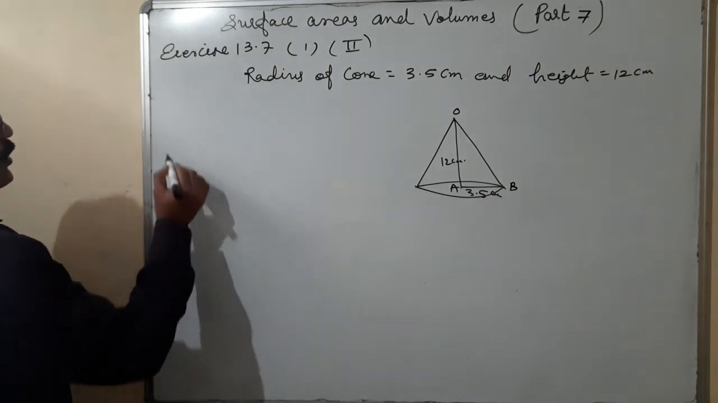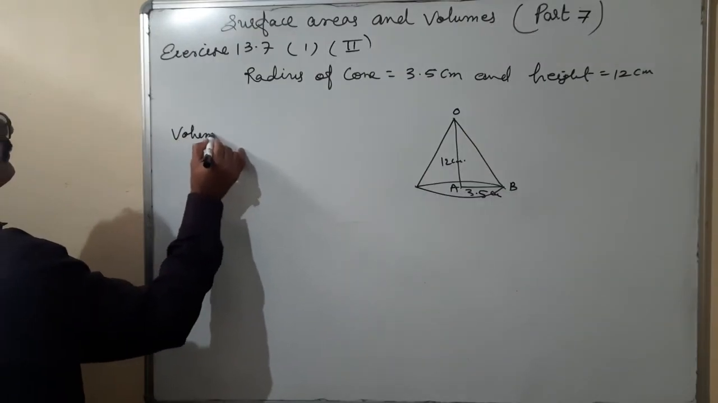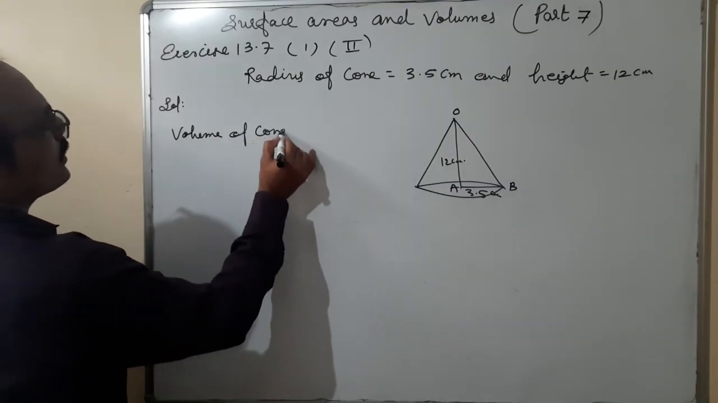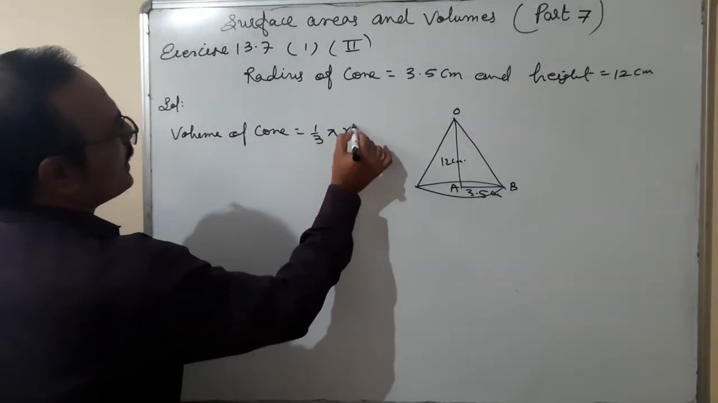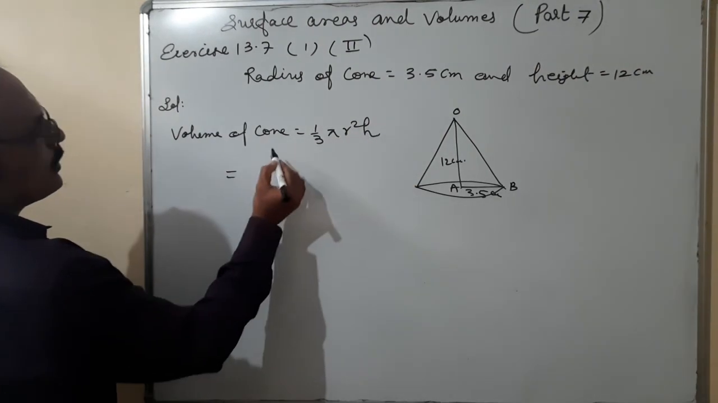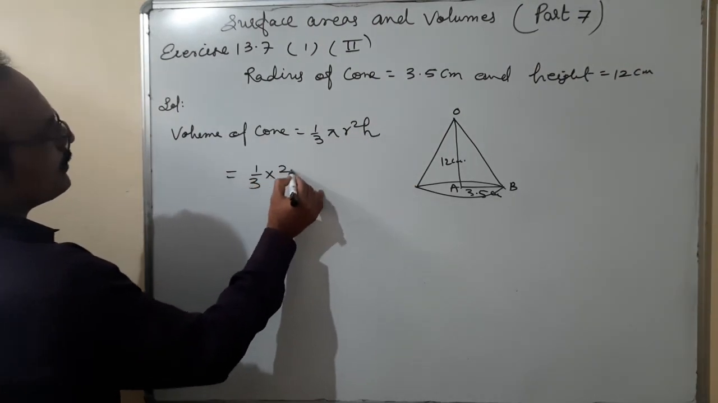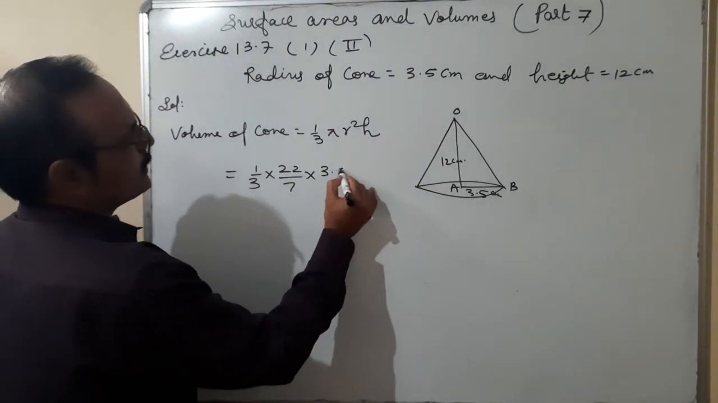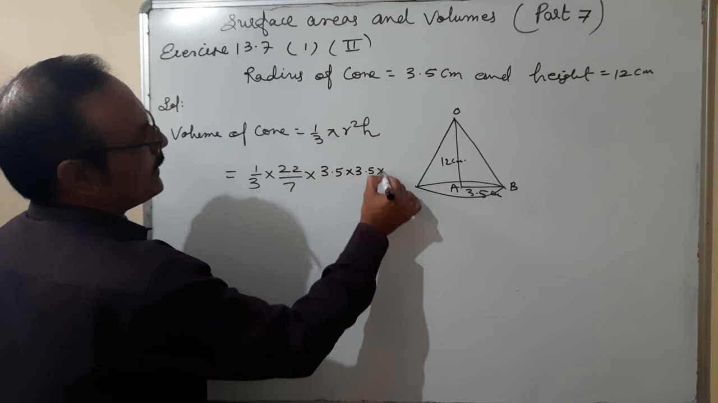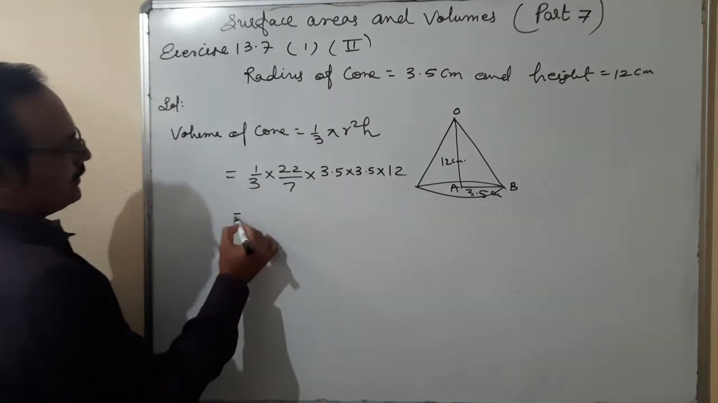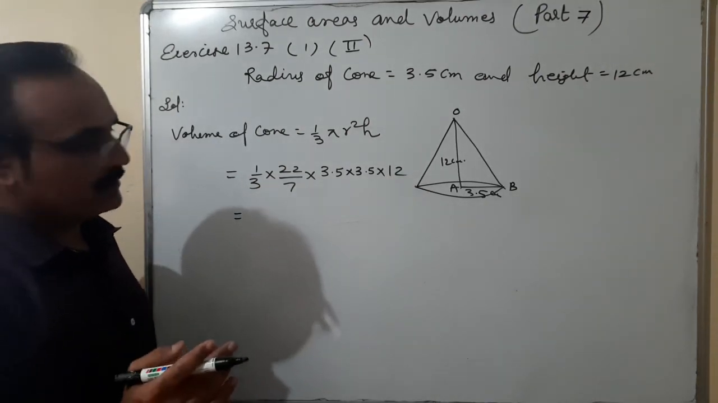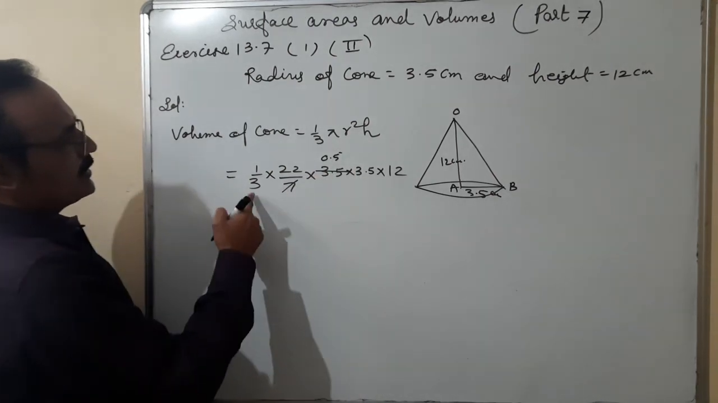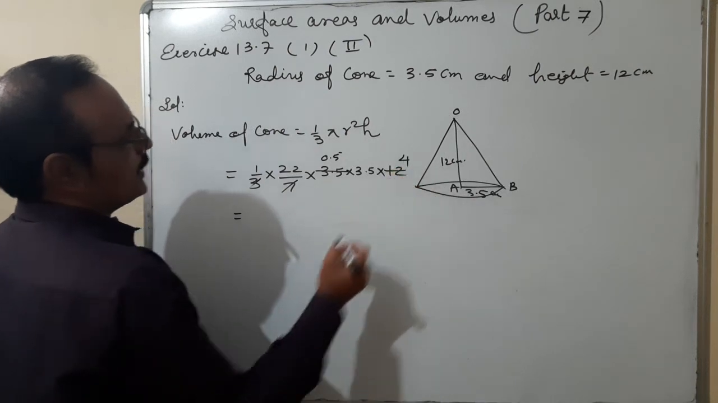Volume of cone, formula: 1 upon 3 pi r square h. That is 1 upon 3, pi is 22 upon 7, r square, radius is 3.5, so 3.5 into 3.5, multiplied by h, that is 12. Now the way of cancellation: 7 5s are 35, so 0.5. This 3 will be cancelled with 12: 3 4s are 12.